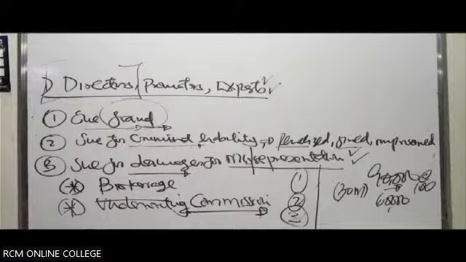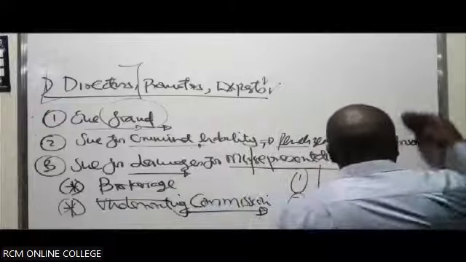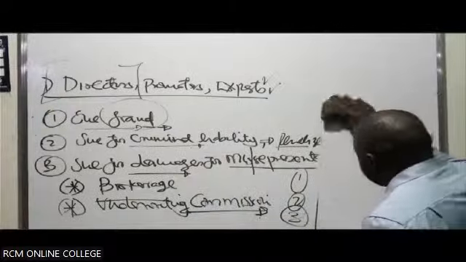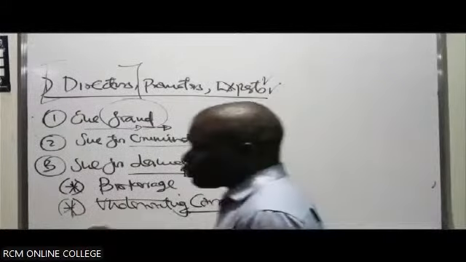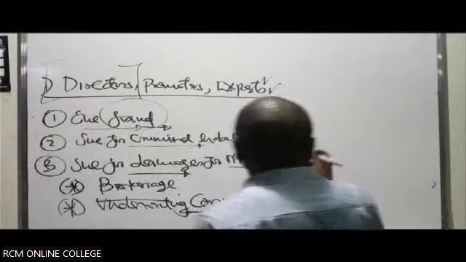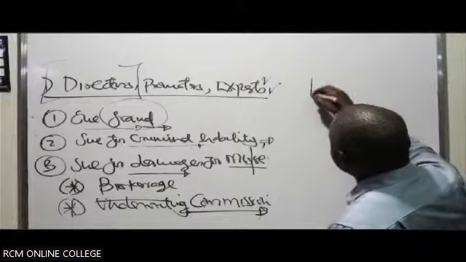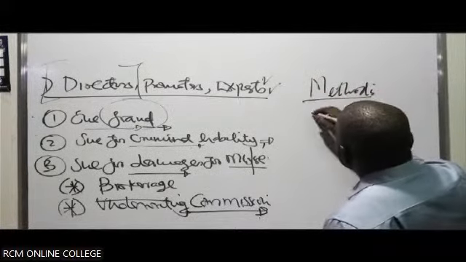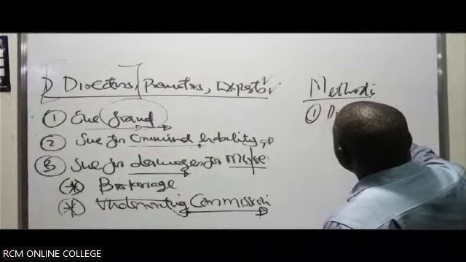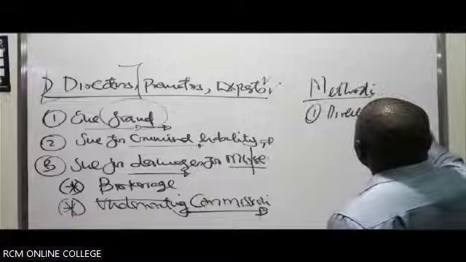Then there are methods as well, the methods of issuing shares. How can the company sell the shares? They can do what we call a direct offer.